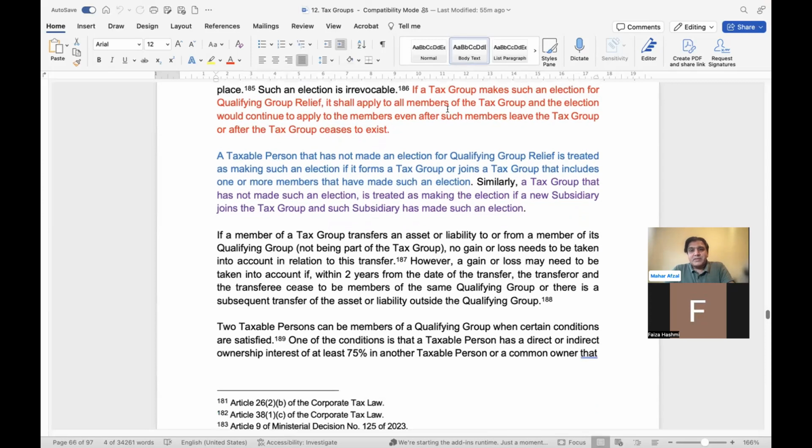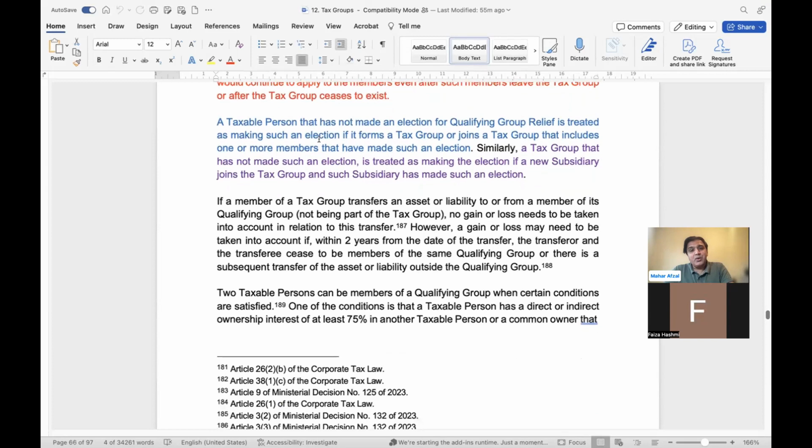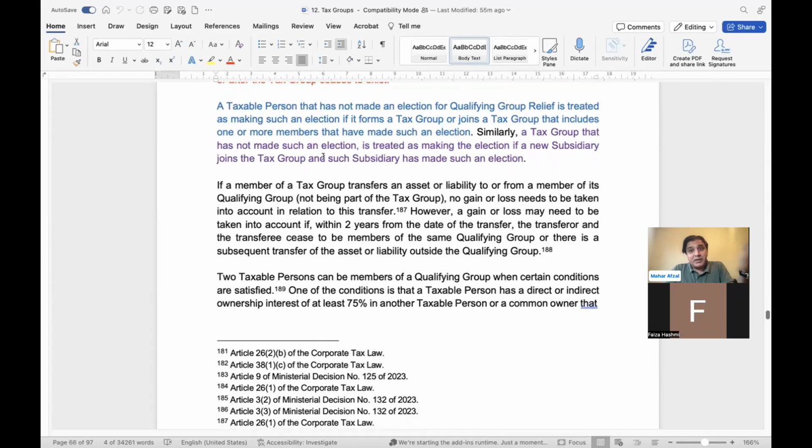You can go through this: if a tax group member makes an election for the qualifying group, it will apply to all members of a tax group. The election would continue to apply to the member even after such member leaves the tax group or after the tax group ceases to exist. Now, a tax group that doesn't have any election for qualifying group is treated as making the election if it forms a tax group or joins a tax group that includes one or more such members, as I mentioned, whether leaving the tax group, joining any other group, or ceasing to exist. So even if a single member has already opted for the qualifying group relief, it will be applicable to all members of the respective group.